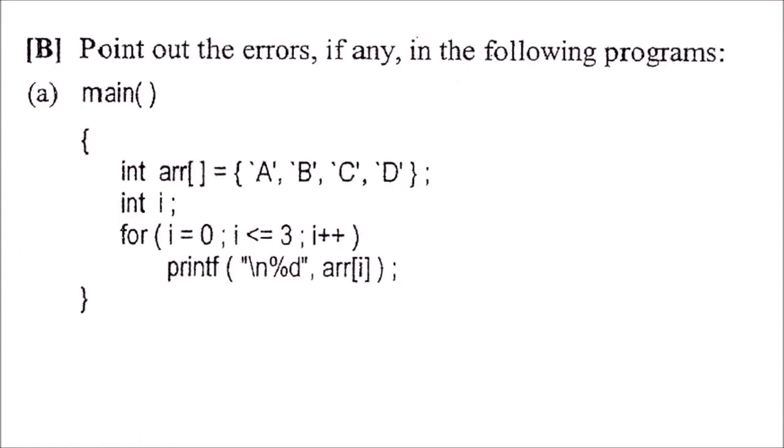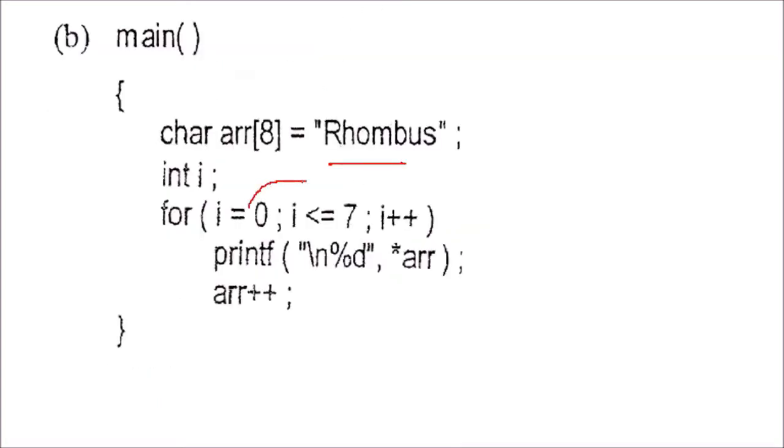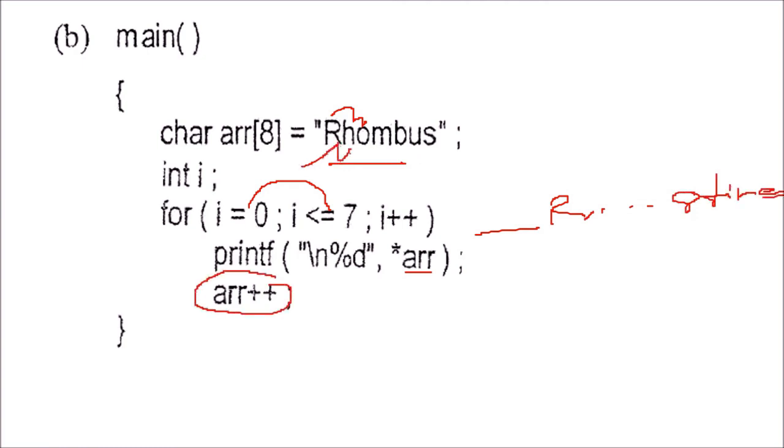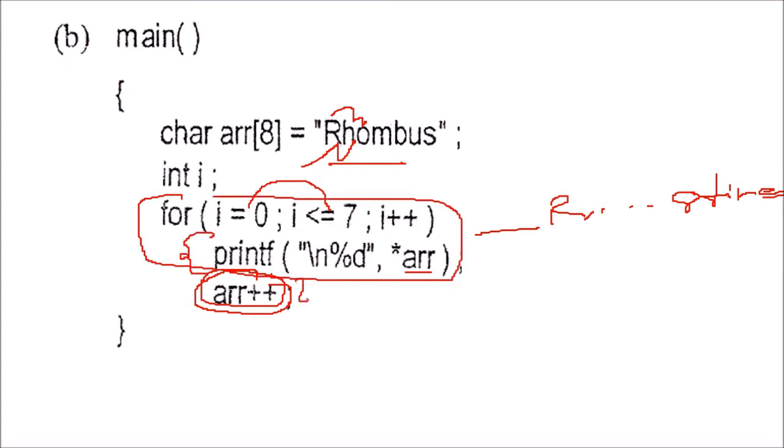Point out the errors, if any, in the following program. arr is "ABCD" and needs to be printed. There is no error in this program. ABCD will be printed. We have a loop with 8 places, 0 to 7, and you want to print arr. So every time you print, only the value at arr, that is R, will be printed 8 times. 0 to 7, so 8 times R will be printed. Why? Because you are doing arr plus plus, trying to go from R to H, but this arr plus plus is outside this for loop. If you really want to print it, you have to give a brace here and end the brace here.